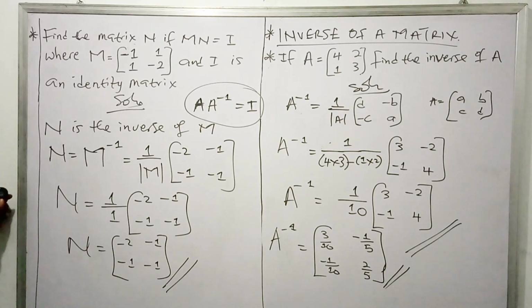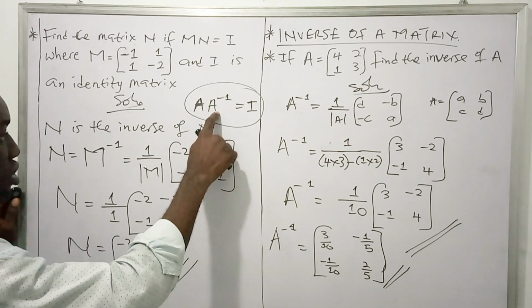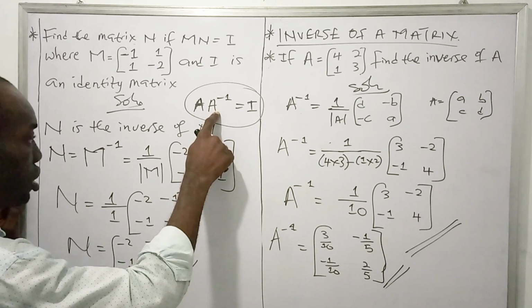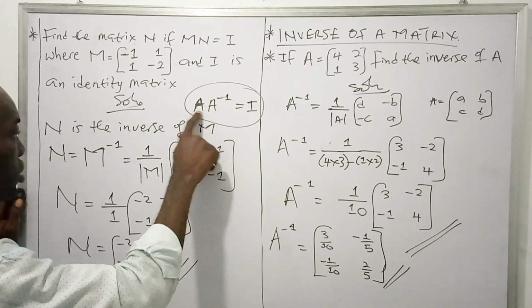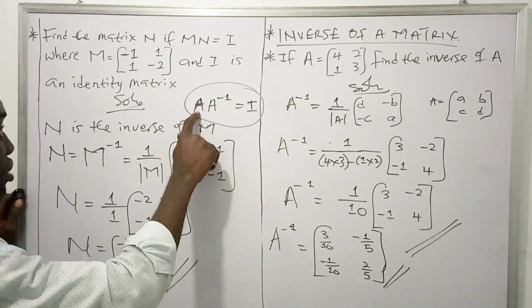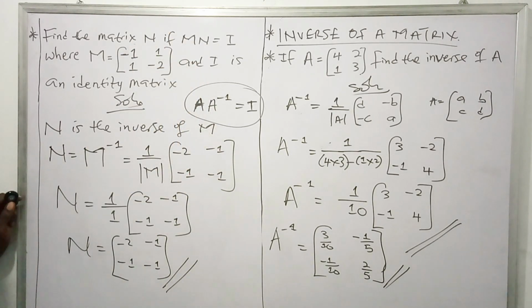Don't forget we said that any matrix that multiplies its inverse becomes an identity. So A here is the inverse of this, and also N is the inverse of this. That's what we resolved, and that's the value of N. So that's how we resolve the inverse of a matrix, and that becomes the size of our lecture today.